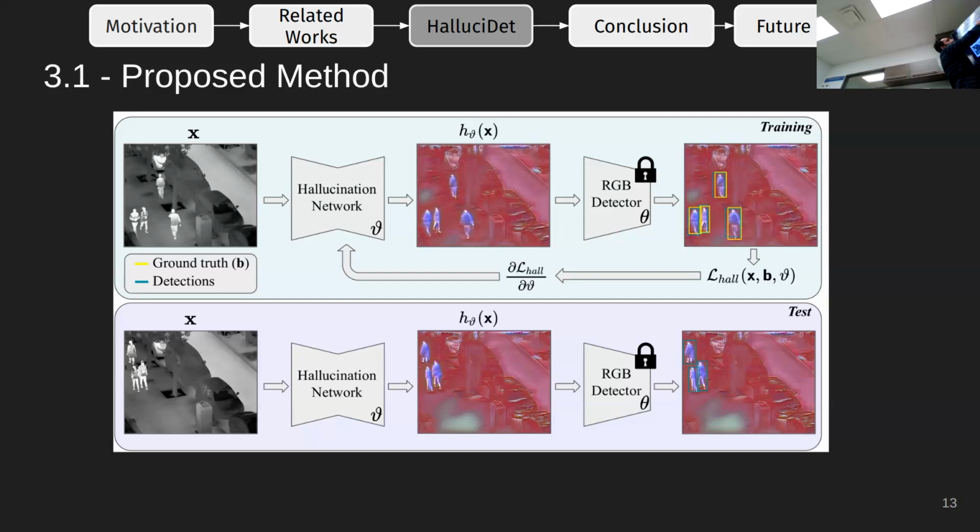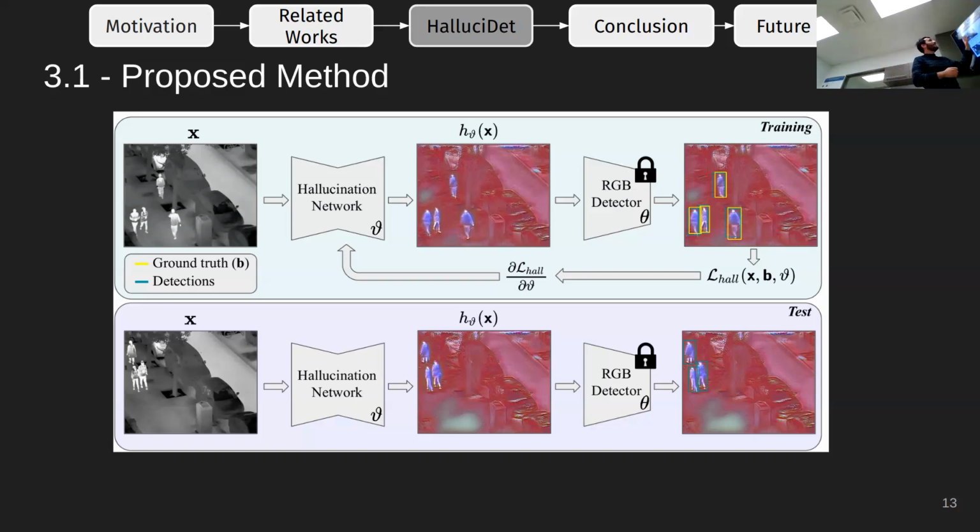To train this hallucination network, we have a frozen RGB detector, and then we just backpropagate the hallucination loss, that's the loss of this information through the RGB, to train our generative, not generative, but translation method. In this sense, this network is learning what's the best information for the detection. So that's basically the main idea here.